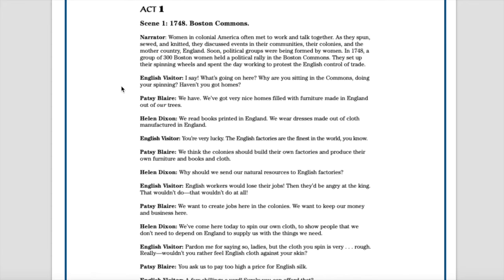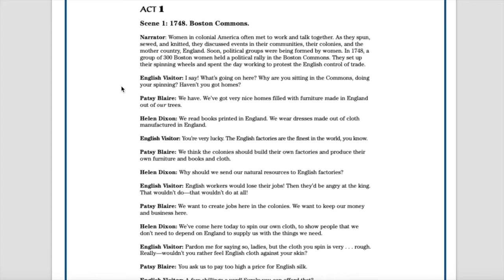Women in colonial America often met to work and talk together. As they spun, sewed, and knitted, they discussed events in their communities, their colonies, and the mother country, England. Soon, political groups were being formed by women. In 1748, a group of 300 Boston women held a political rally in the Boston Commons. They set up their spinning wheels and spent the day working to protest the English control of trade.